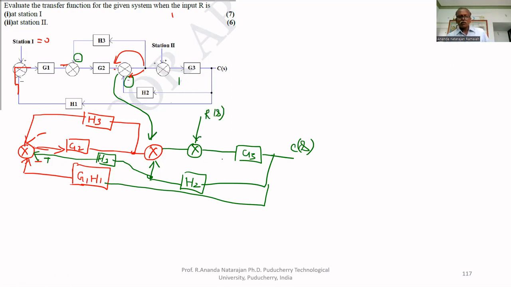Therefore, these two can be interchanged. That's why without redrawing the figure, we can combine these two. G3H2 can be combined. Similarly, this G2H3 can be simplified. Therefore, here we can write G2 divided by 1 plus G2H3. 1 is simplified. A summing junction.